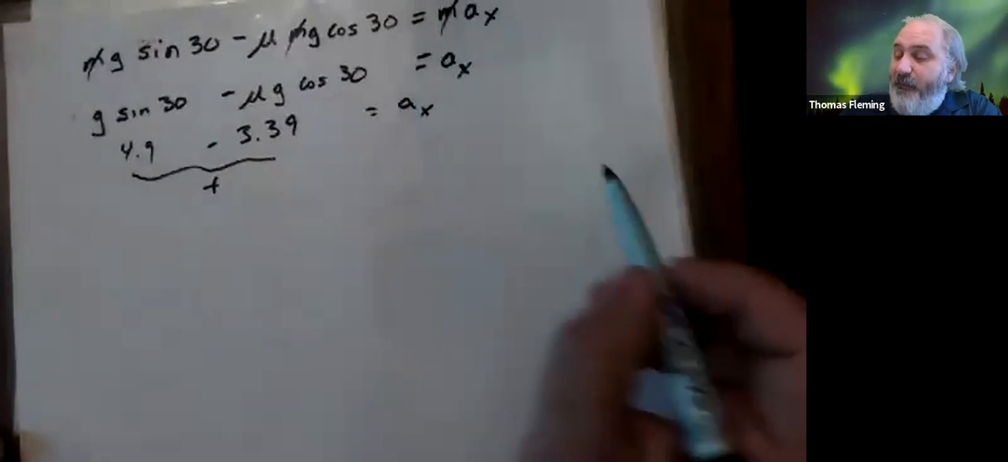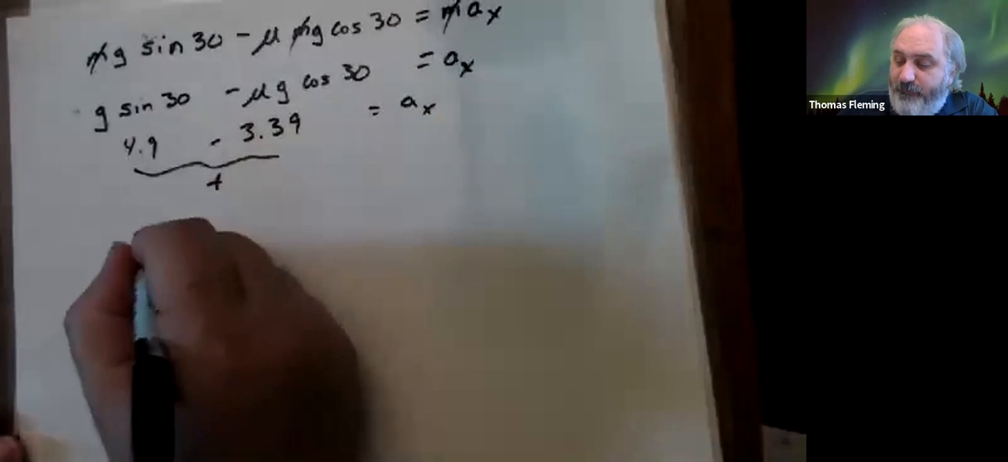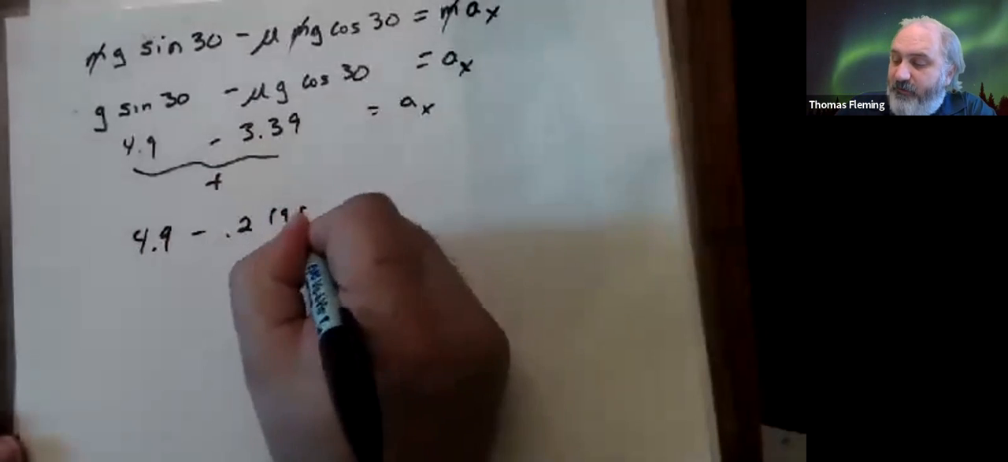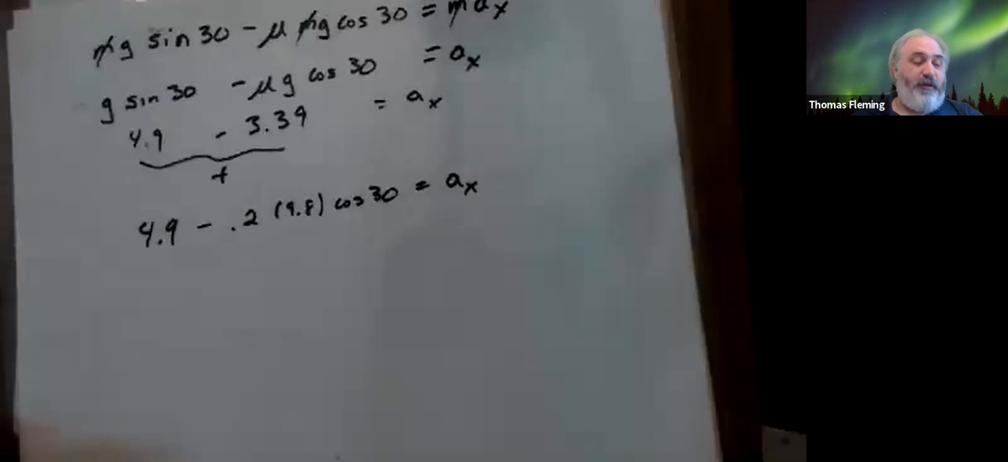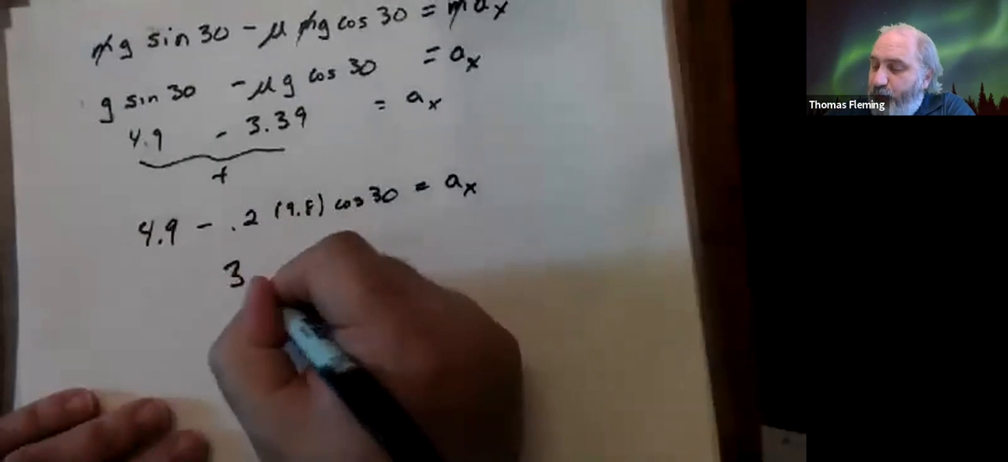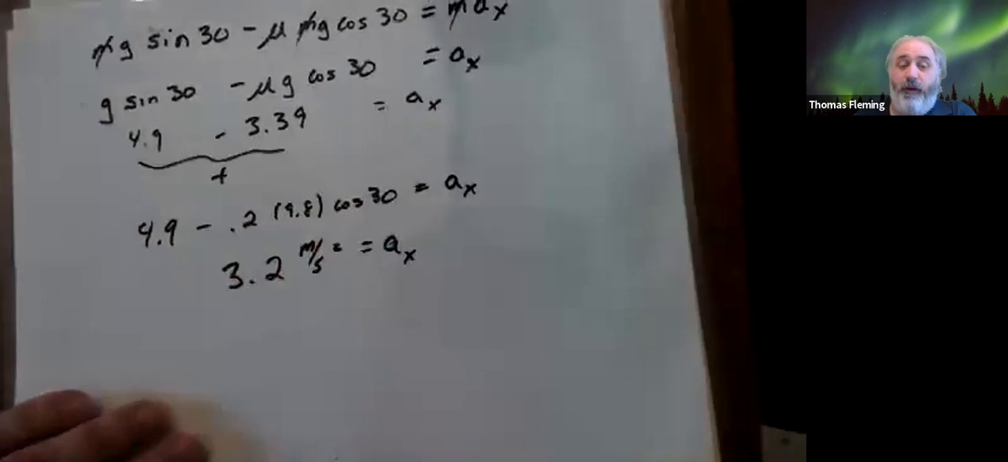Now I'll go back, but this time I'll plug in 0.2 for mu. So now this is still going to be 4.9. That's never going to change. And that's going to be 0.2 times 9.8 times the cosine of 30. And that is going to be my actual acceleration. So there, if I take 4.9 minus 0.2 times 9.8 times the cosine of 30, I actually end up getting 3.2 meters per second squared.